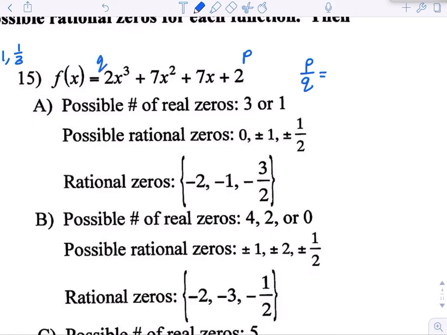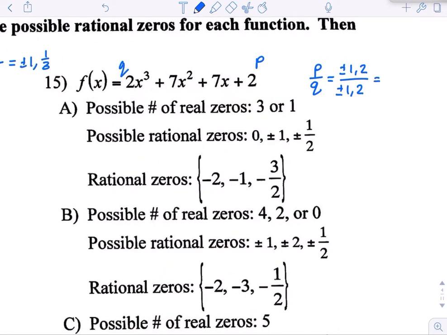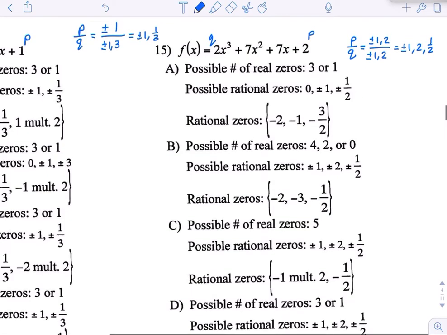So factors of P is plus or minus 1 and 2. Factors of Q is plus or minus 1 over 2. So 1 over 1 plus or minus 1, 2 over 1 plus or minus 2, 1 over 2 plus or minus 1/2, 2 over 2 is 1, we don't need to rewrite it again. So again, let's just look at our list to see which one doesn't have our possible rational zeros list, our P over Q list. This one does not, it has that.